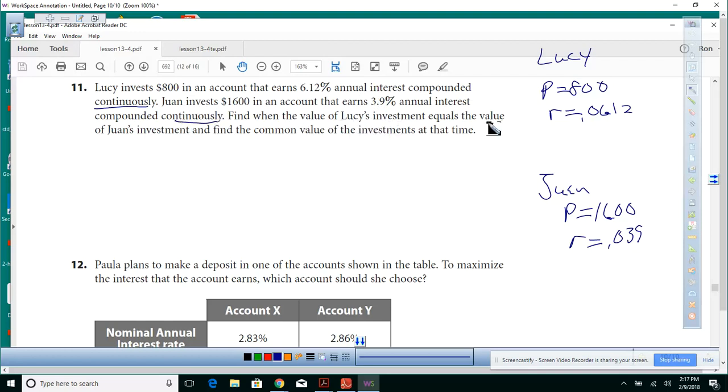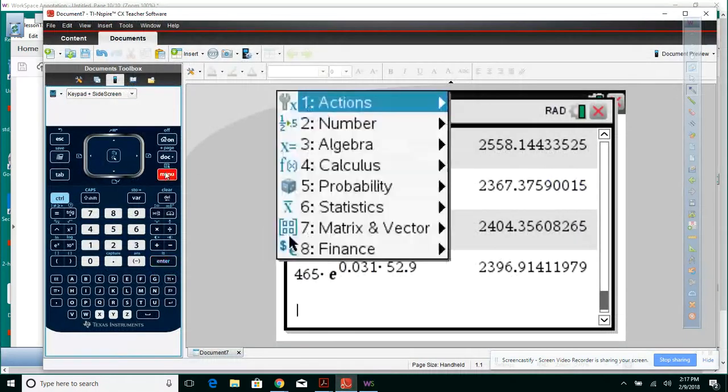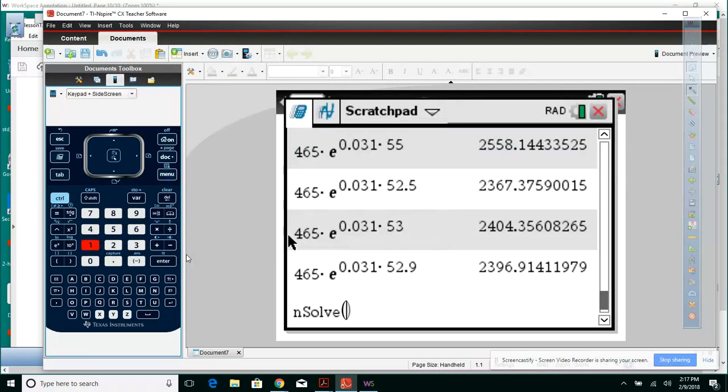Find the value when Lucy equals Juan. So when Lucy's investment equals Juan's. All right. So we're going to have 800 times E, and the rate is going to be 0.0612 equals 1,600 times E, and don't forget to put the T there, 0.039 T. All right, let's do menu 3-1.